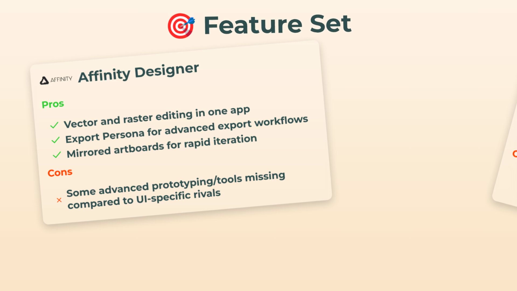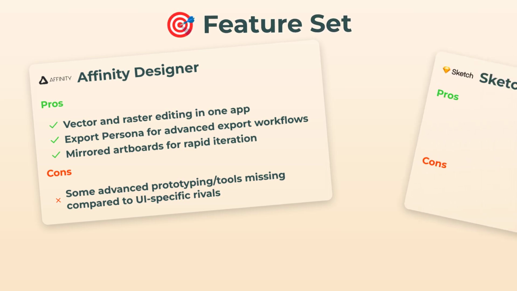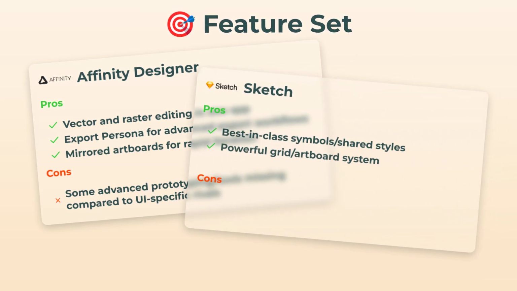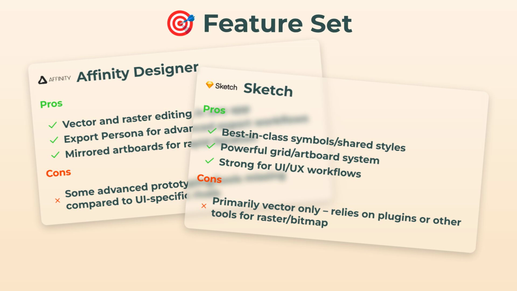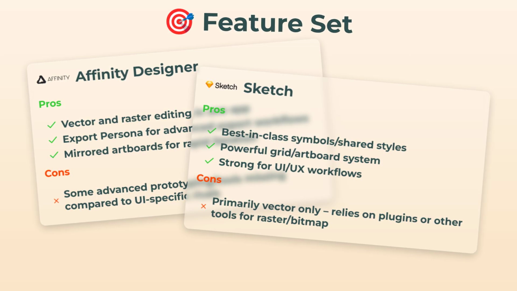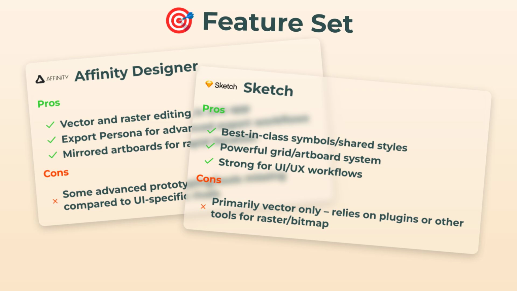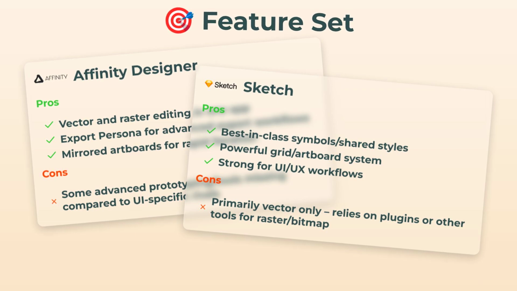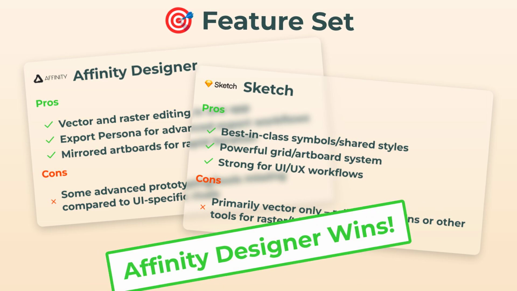Now, Sketch is legendary for symbols and shared styles. Like, seriously, everyone borrowed their idea. Its grid and artboard system is top tier and tailored for UI and UX workflows. One thing though, it's mainly vector only. So you've got to use plugins or other apps for raster stuff. Overall, while Sketch is strong, especially for UI/UX, Affinity Designer edges forward for feature diversity.